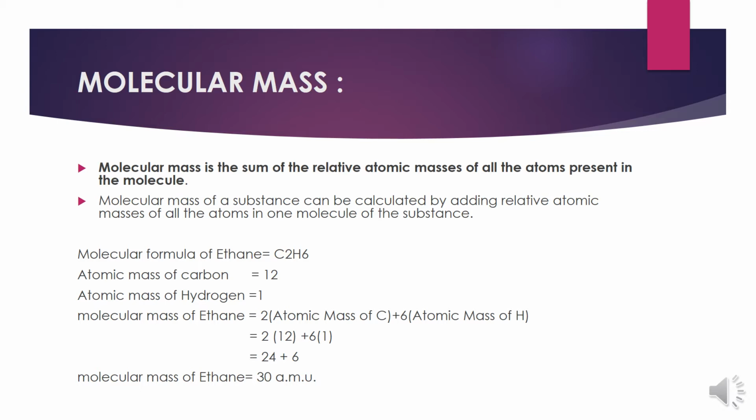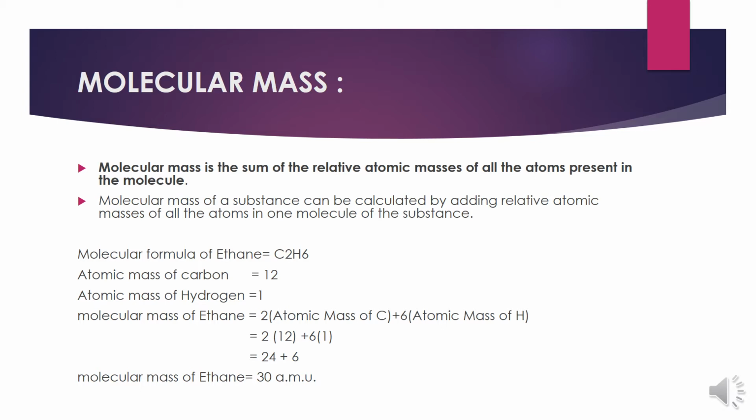But how many atoms are in water? 2 of hydrogen and 1 of oxygen. So total 3 atoms are there in a water molecule. By taking the sum of all of the 3 atoms, we will get the molecular mass of water. Now here is the molecular formula of ethane, C2H6. Means total 8 atoms, 2 of carbon and 6 of hydrogen. So we have to take the sum of 2 atoms of carbon and 6 of hydrogen.